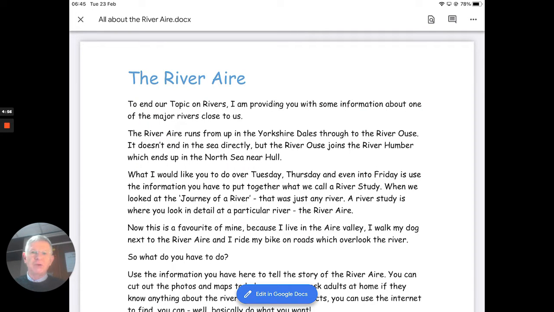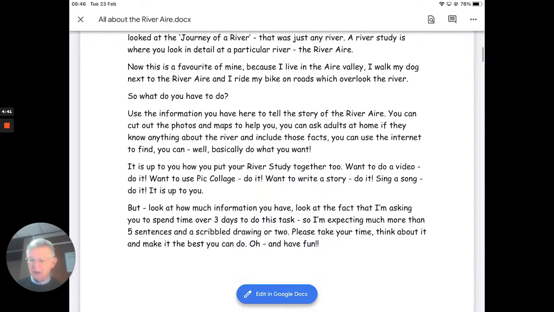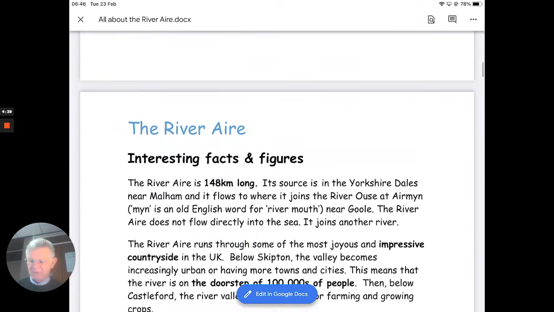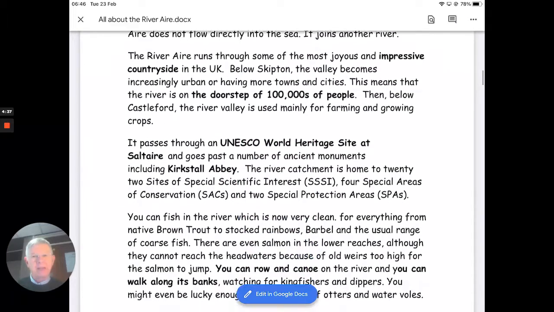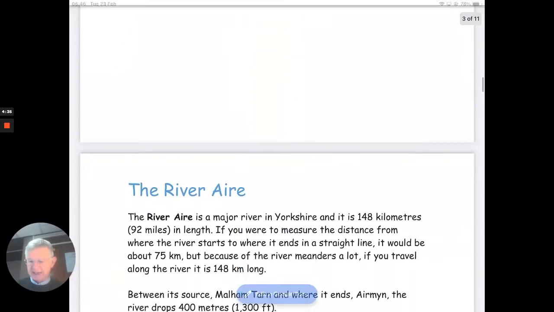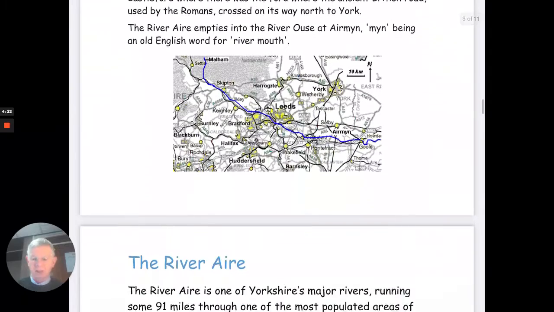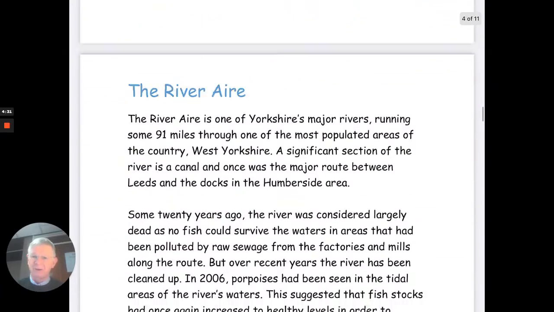I'm just going to go through the information that you've been given on the River Aire, which is for our river study, which is how we're going to finish off our topic of rivers. You'll see from the document that's in front of you that you've got lots and lots of information here. And the idea is that you don't have to use all of that information, but you are going to have to read all of it.